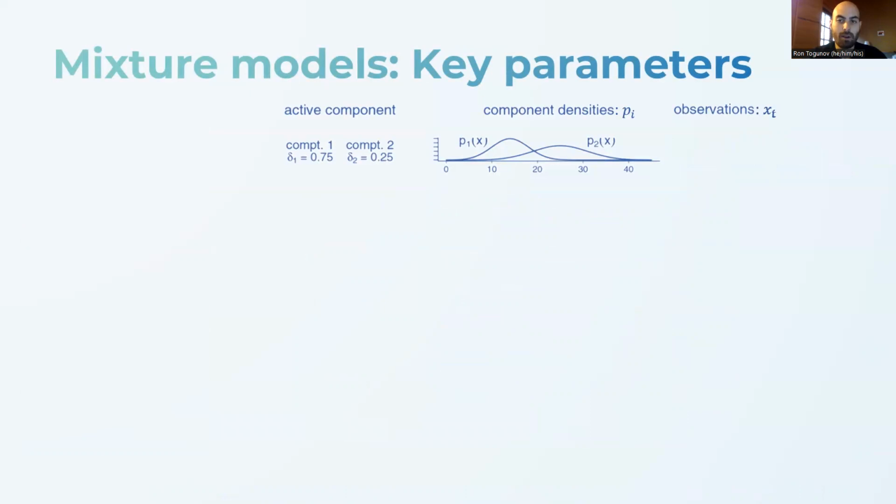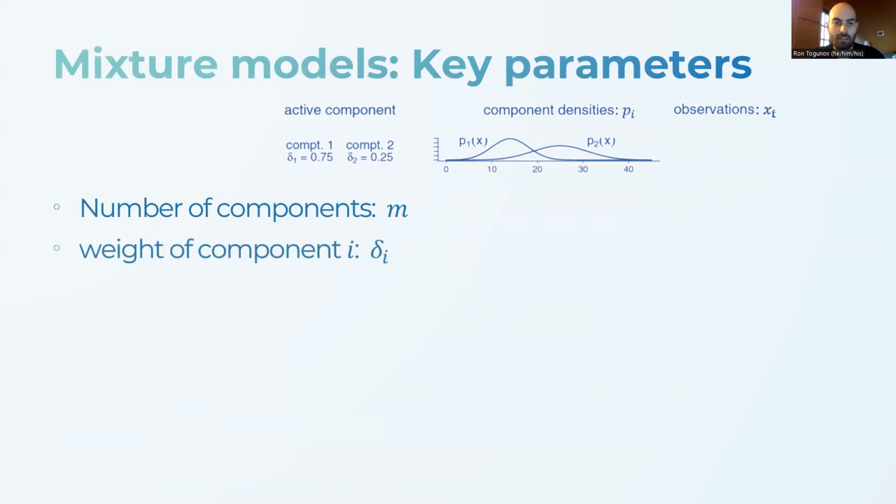All right, so what are the key parameters of the finite mixture model? The first parameter that's defined by the practitioner is the number of components, or the number of states an observation might come from. And this is represented by the letter M. In the example above, there are two components, so M would equal 2. The second parameter is the weight of each component i, represented by delta i, such that each component has its own weight. In this case, 0.75 and 0.25. Together, they must sum up to 1 since the system has to be in one of the states.